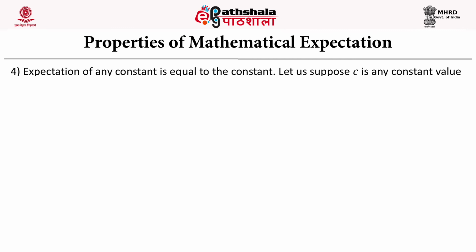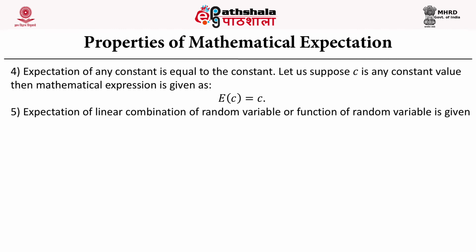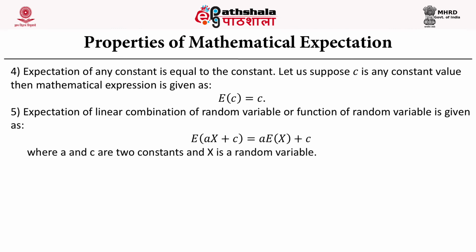Fourth property is expectation of any constant is equal to the constant. Let us suppose c is any constant value, then the mathematical expression is given here as expectation of c is equal to c. Expectation of a linear combination of a random variable or function of a random variable is given as expectation of ax plus c, which is equal to a times expectation of x plus c, where a and c are two constants and x is a random variable.